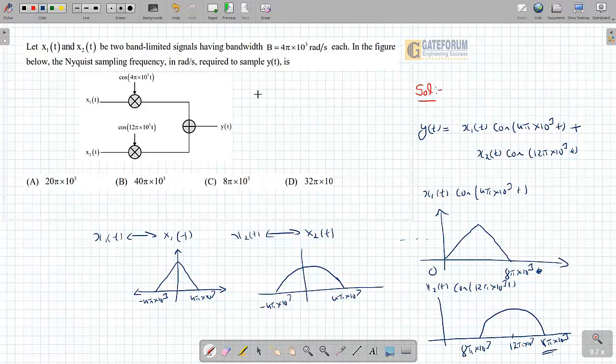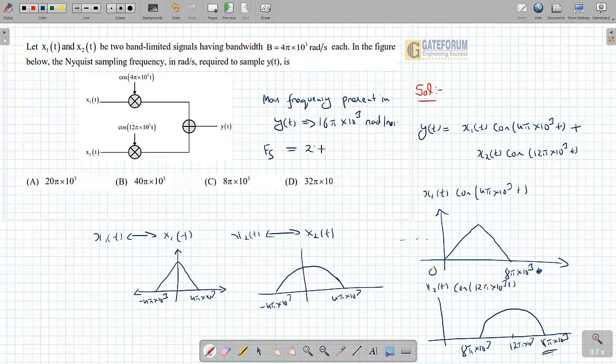Okay, so the maximum frequency present in y(t) is 16π×10^3 radians per second. So the Nyquist sampling frequency fs is going to be 2 times 16π×10^3, that is 32π×10^3 samples per second.